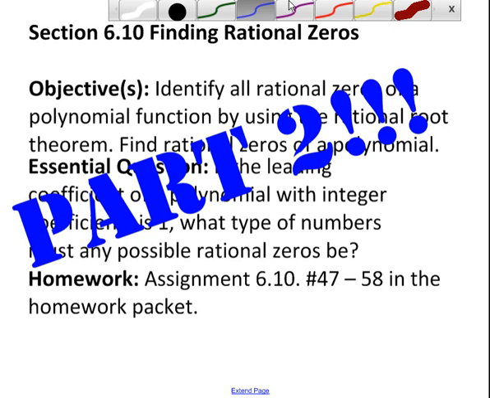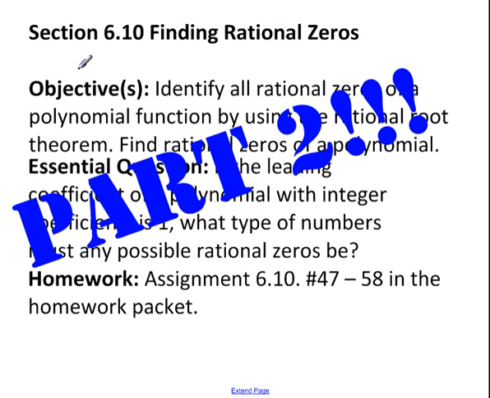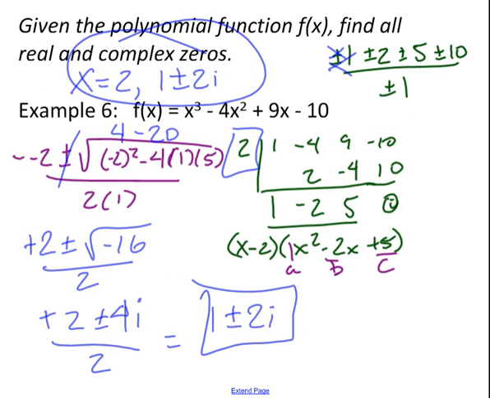Hello and welcome back. I'm going to start up here on part 2 of our 6.10 stuff. We are doing this kind of mess. We just left off with example 6.